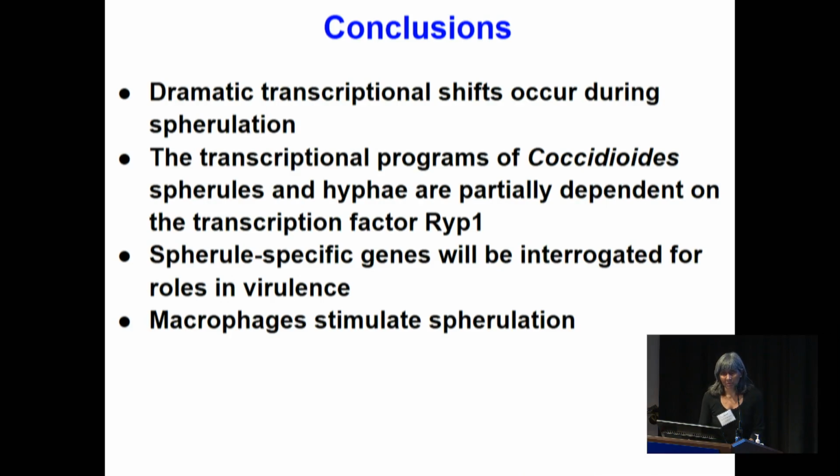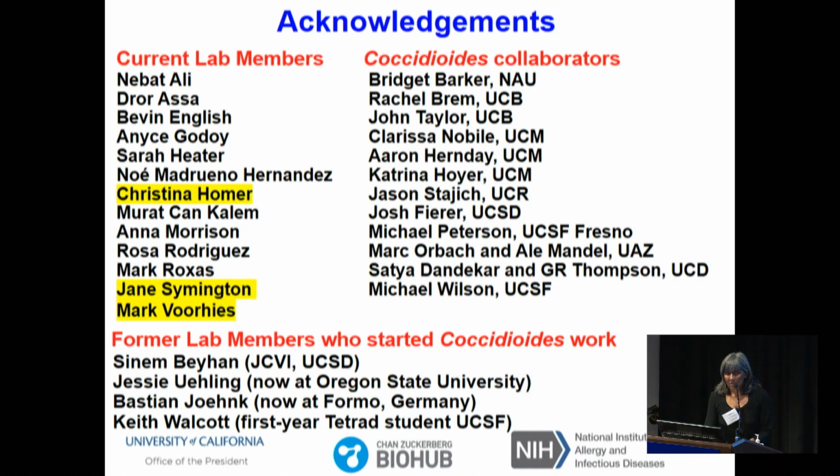Okay, so what I've told you is that there are some dramatic molecular shifts that occur during spherulation. And we know from work with Mark that there's a transcription factor, RIP1, that's required for that spherulation program. I didn't show you these data, but RIP1 is actually important for parts of both the spherule and the hyphal transcriptional program in Coccidioides. We're looking at spherule-specific transcripts to interrogate them for roles in virulence, and we're interested in understanding how it is that macrophages stimulate spherulation.